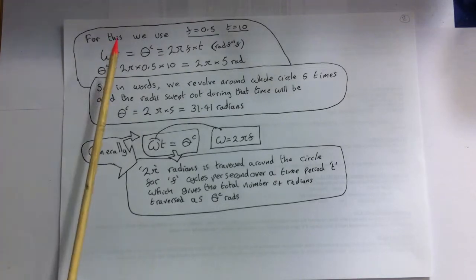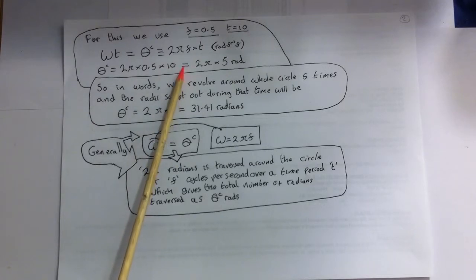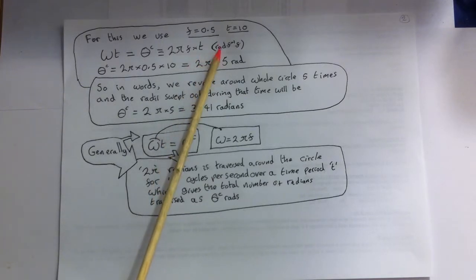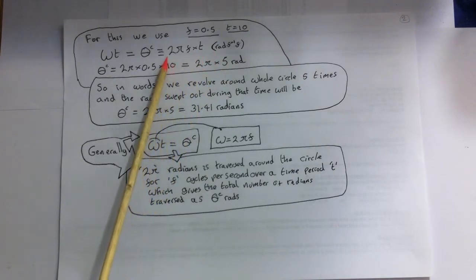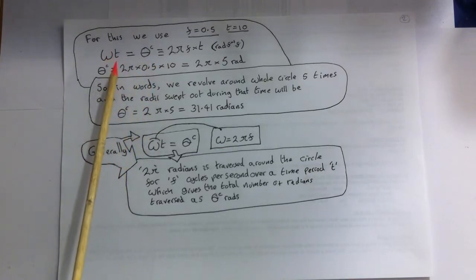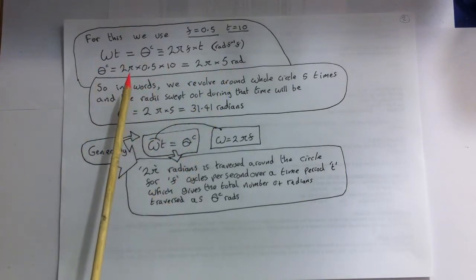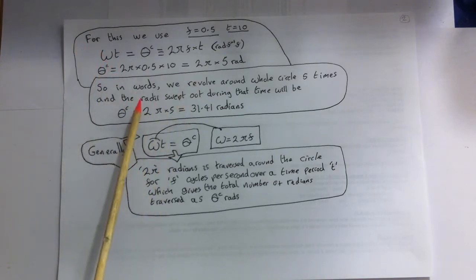Okay, to work this out, we use omega t equals phi, which equals 2 pi f t, which, when you cancel out the units, leaves you with radians. So that becomes 2 pi times 0.5 times 10, which is 2 pi times 5 radians, as I've got here. This means, in words, we will have revolved around the whole circle 5 times. 1, 2, 3, 4, 5.